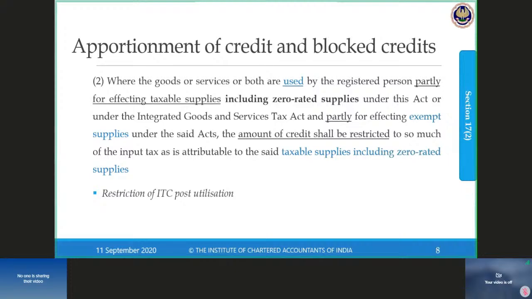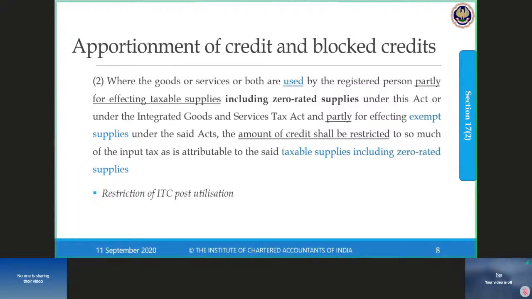Where goods and services are both used by the registered person. Look at the term, used by the registered person. Now, in 16(1), I said used or intended to be used; here, intended to be used is not there, it is used by the registered person, partly for affecting taxable supplies, including zero rated supply. Now I have bolded something called including zero rated supply.